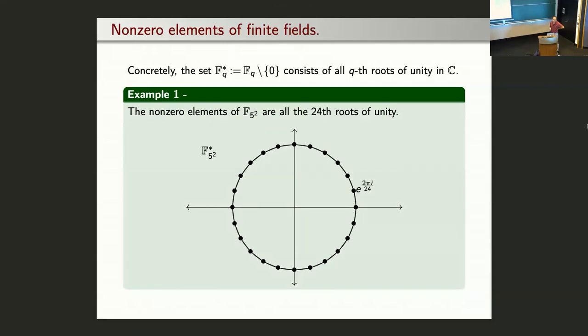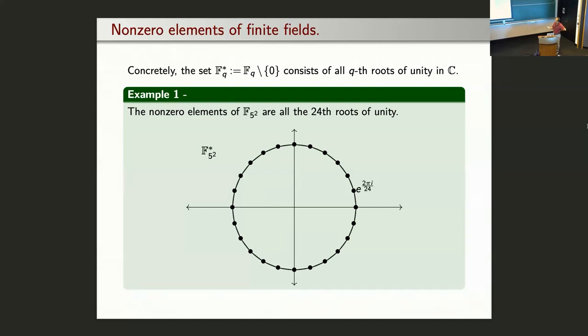Actually, this is not something quite grossly abstract. If you want to find non-zero elements of a finite field with q elements, you can look at the complex numbers and look at the unit circle in the complex plane. And non-zero elements of a finite field with q elements essentially are equally spaced complex numbers of this form. So these are roots of unity.